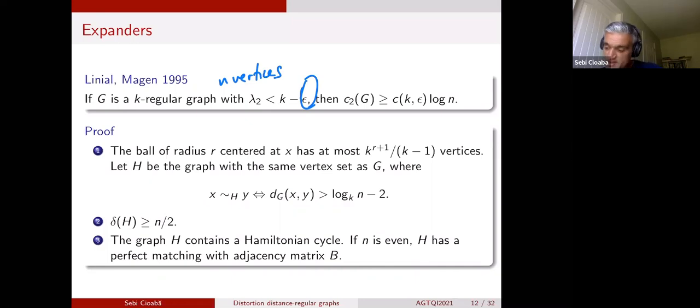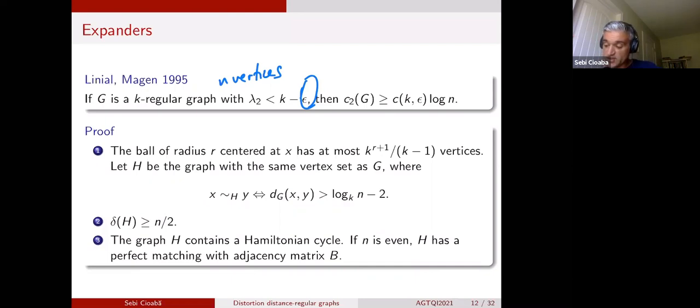So if you have expanders, as you all know, this epsilon is large. It can be as large as k minus 2 root k, and you can get this lower bound of log n. Okay, so how in the world would you prove something like this? They use the previous formulation that C2 of G is the maximum of that quantity delta of Q. So it's just a matter of coming up with the right Q, the right positive semi-definite matrix. And so here's the first step.